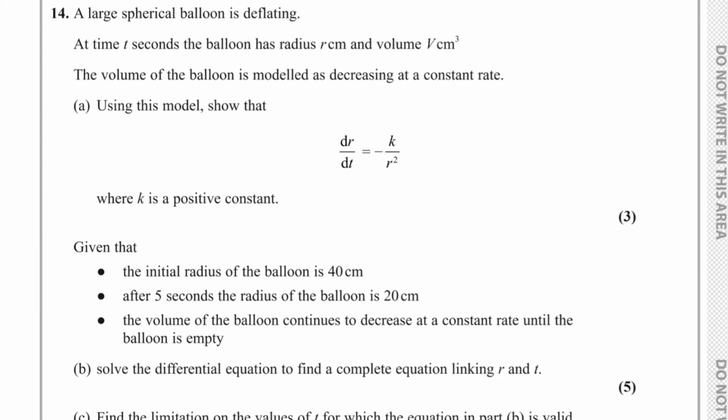Question number 14. A large spherical balloon is deflating. At time t seconds, the balloon has radius r centimeters and volume V centimeters cubed. The volume of the balloon is modelled as decreasing at a constant rate, and using the model we have to show that dr over dt is equal to minus k over r squared, where k is a positive constant. Well, the volume of a sphere, okay, so a large spherical balloon, that tells us that the volume will be given by V equals 4/3 pi r cubed.